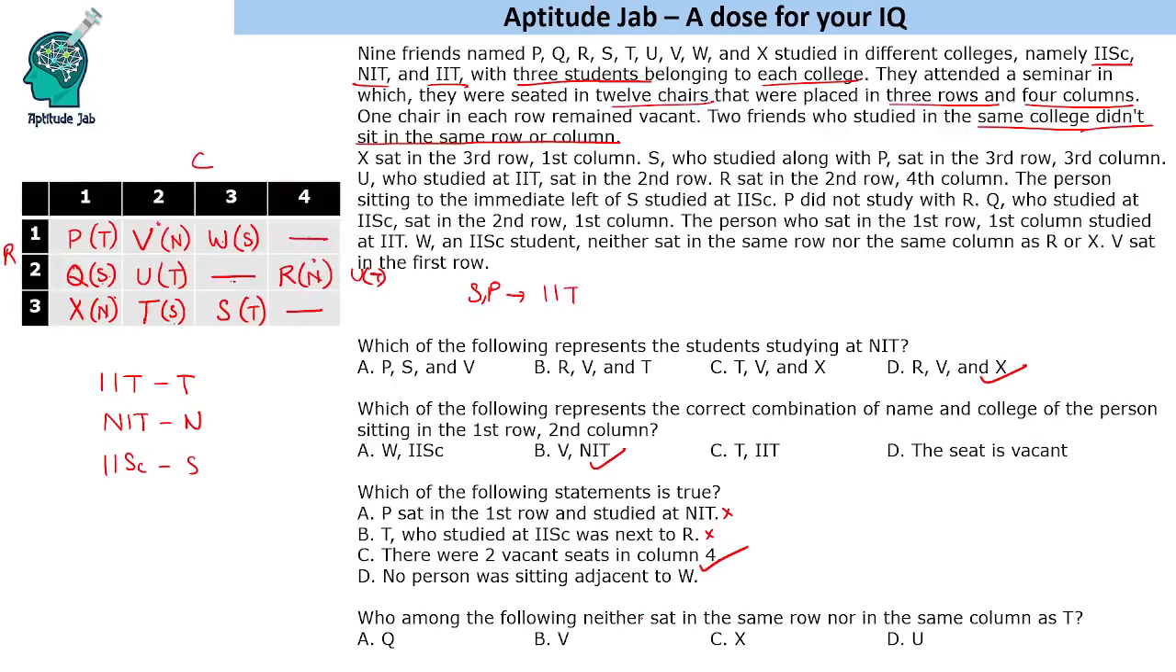Who among the following neither sat in the same row nor in the same column as T? So we have to eliminate V, U, X, S. So Q is not in the same row nor in the same column as T. So this is the solution to the set and the answers to the questions.